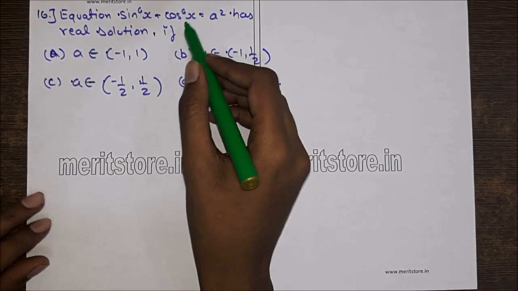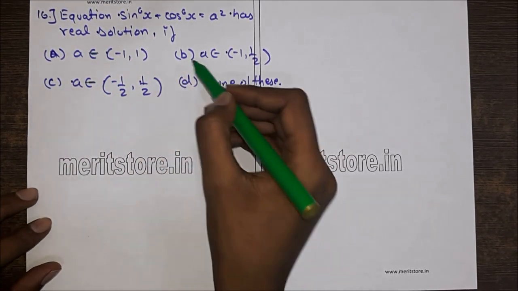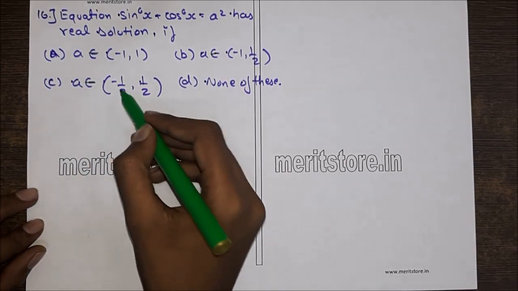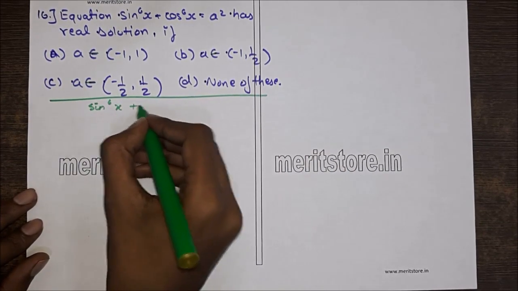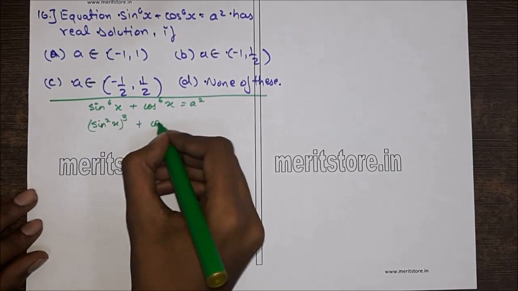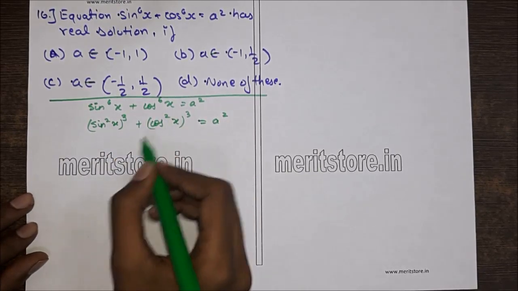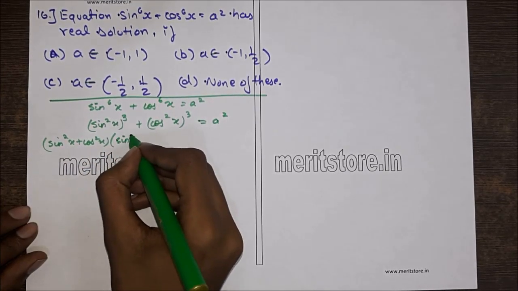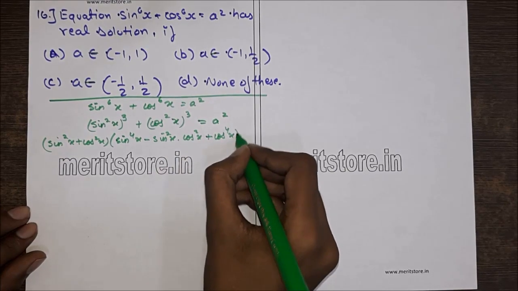The equation sin raised to 6x plus cos raised to 6x is equal to a square has a real solution if a belongs to: A, minus 1 to 1; B, the range minus 1 to half; C, the range minus half to half; D, none of these. So first we consider this equation sin raised to 6x plus cos raised to 6x equals a square. This can be written as sin square x cube plus cos square x cube equals a square. So applying the a cube plus b cube formula, we get sin square x plus cos square x into sin raised to 4x minus sin square x cos square x plus cos raised to 4x. This is equal to a square.